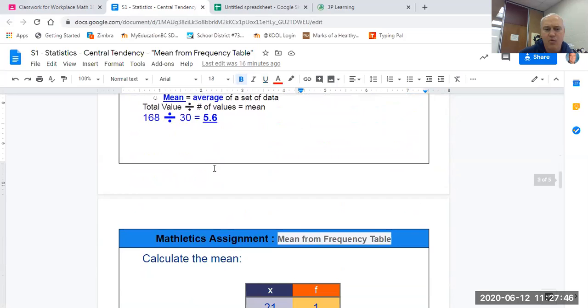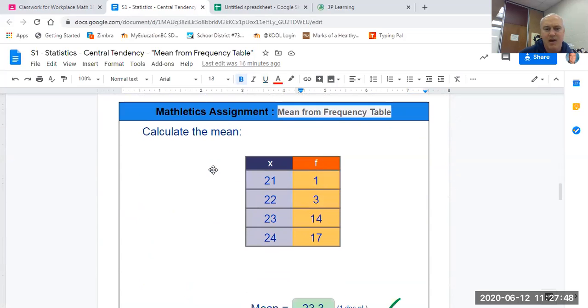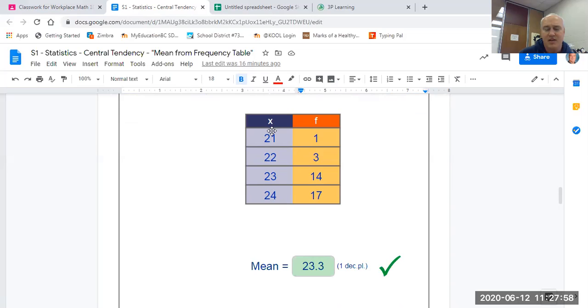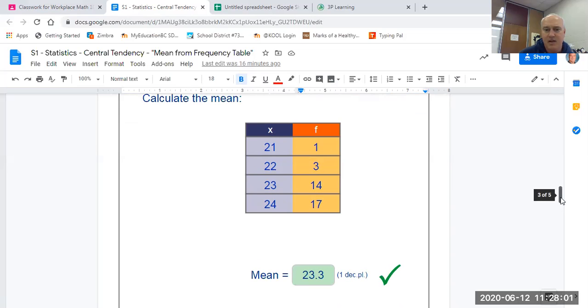And so today what we're going to be looking at is the Mathletics assignment and figuring out how to actually determine the mean, or another word for mean is average, from a frequency table. So let's take a look at this example here. So it's asking us to calculate the mean, and we need to firstly understand what a frequency table is. So what it's saying is that there were 4 different numbers that appear in this set of data, and we have one that is 21. So in other words, there's one number that is 21.